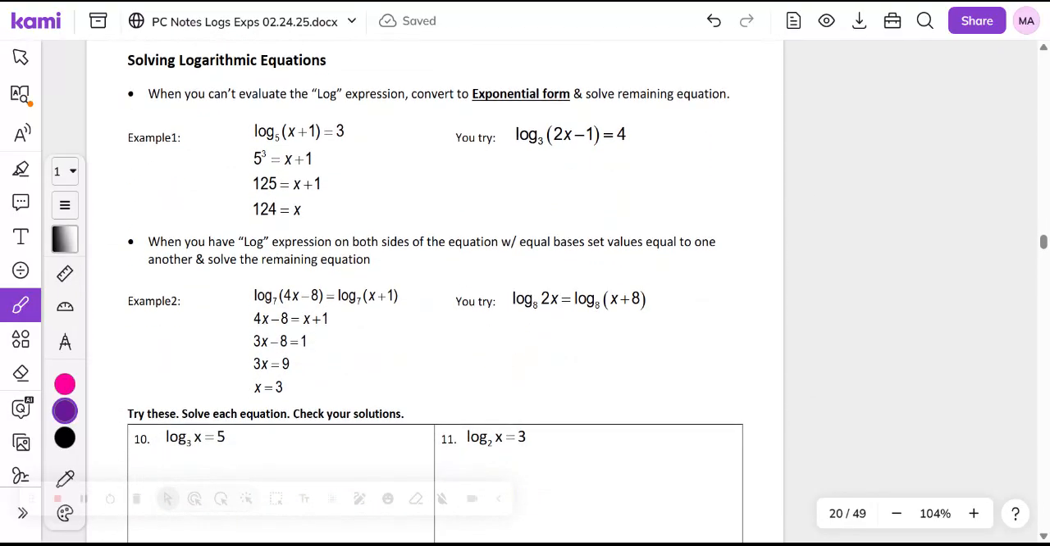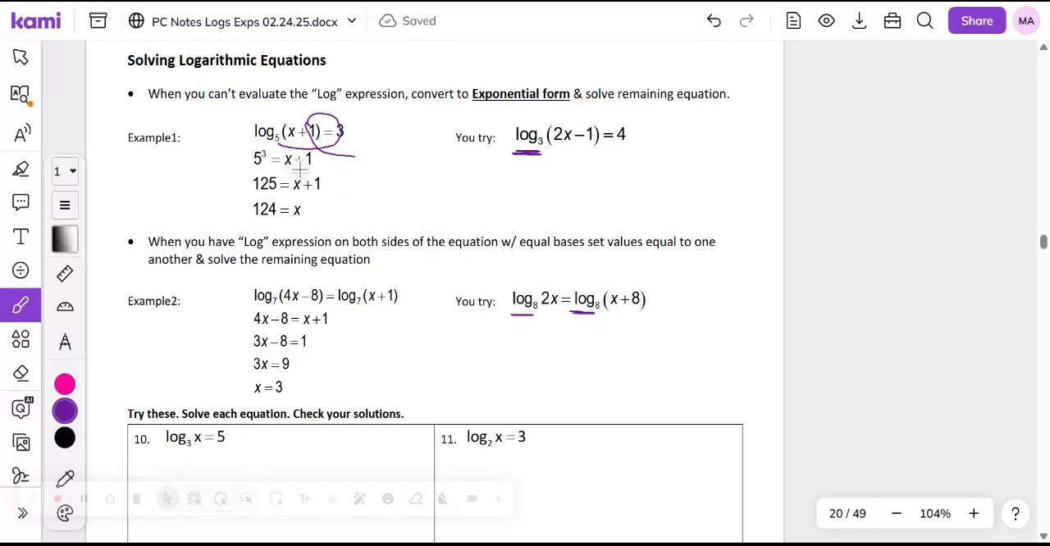So here I'm going to teach you how to solve log equations. And what we're going to be looking at are 2 scenarios. When we can't evaluate the log like we did in the previous situation, but specifically when we have a log on one side versus when we have logs on both sides. So when we have a single log on one side, and we're not able to do anything here, we're just going to convert it into exponential.